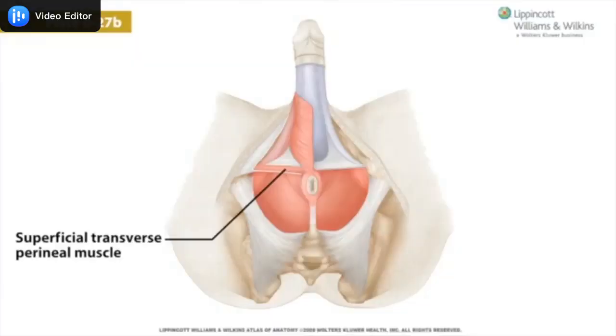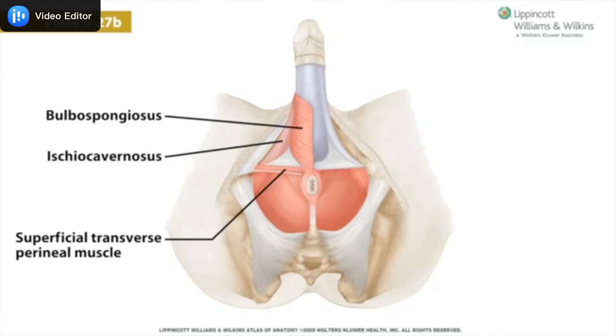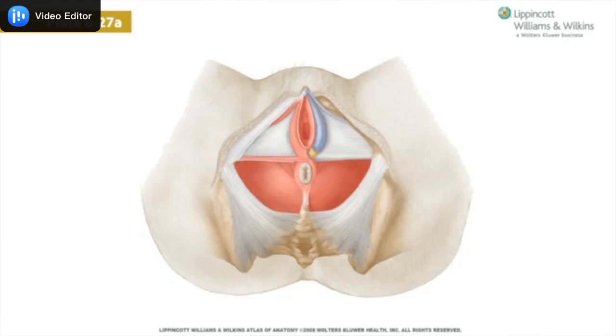Attached to the medial edge of the ischiopubic ramus is the ischiocavernosus muscle. Anchored to the perineal body inferiorly and oriented vertically is the bulbospongiosus muscle. In the male, the left and right bulbospongiosus muscles are fused at the midline along a median raphe. In the female, the vestibule of the vagina lies between the separate right and left bulbospongiosus muscles.